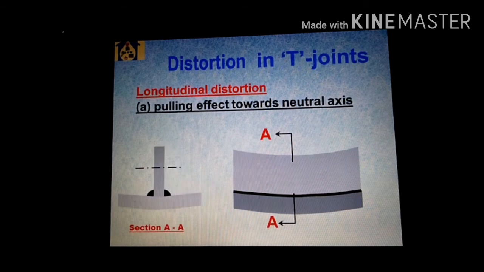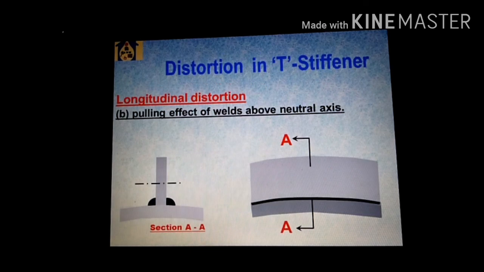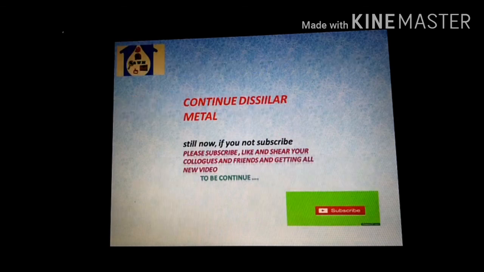Distortion in T-joint. Longitudinal distortion. Pulling effect towards the neutral axis. Longitudinal distortion, pulling effect of weld above the neutral axis.